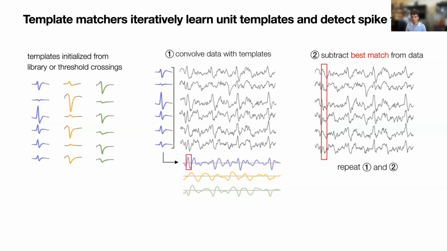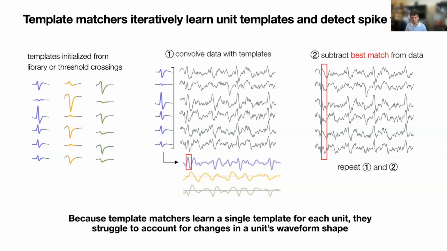And then they repeat this convolution process many times to extract each spike, and some spike sorters go back and forth between the convolution process and then refining the templates to get the best estimate of each neuron's waveform. And this process usually works better than traditional spike sorters. Classical spike sorters, which just use threshold crossings and then clustering in, for example, PC space, but they still have some limitations. So the main limitation is that because the template matchers learn a single waveform shape for each unit, they can't really account for changes in a unit's waveform shape.